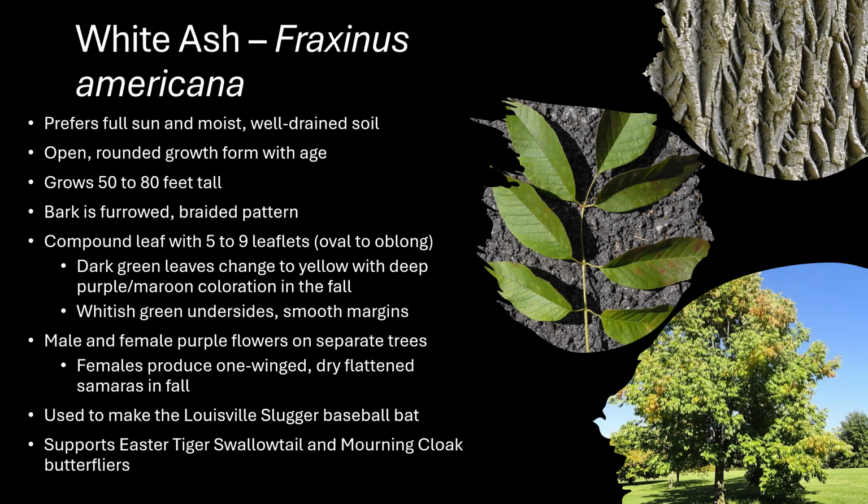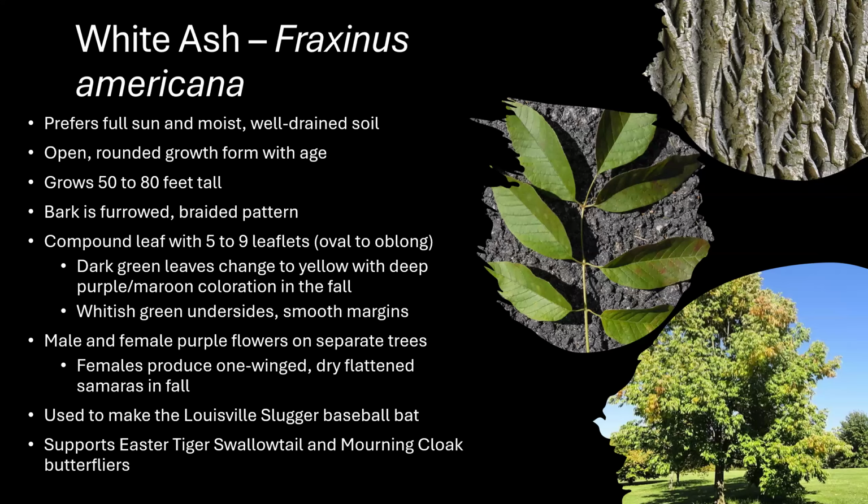Again, it has 5 to 9 leaflets on the compound leaf, generally dark green, and this one has a little bit more fall color than the others. It will start with some yellow coloration, but could even change to more of a purple to maroon leaf color. It has a whitish green underside. And unlike the other ones, it has smoother margins, if you will.